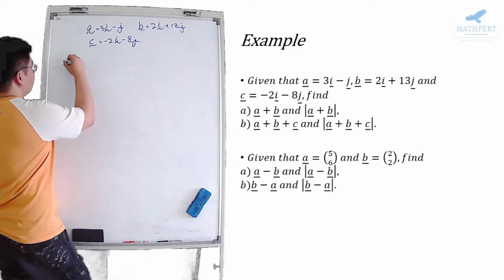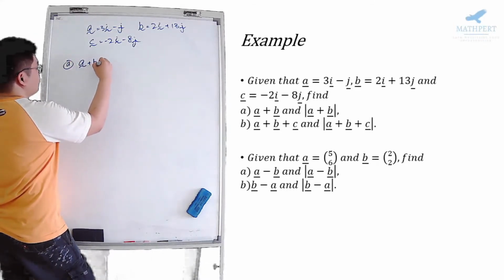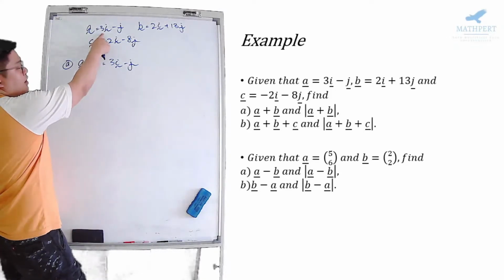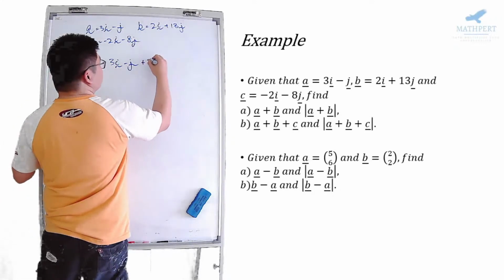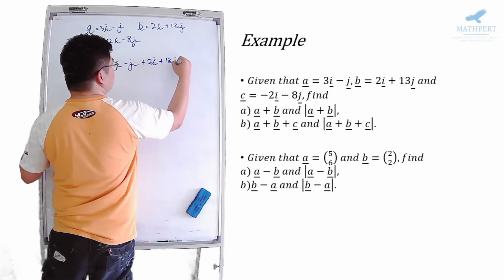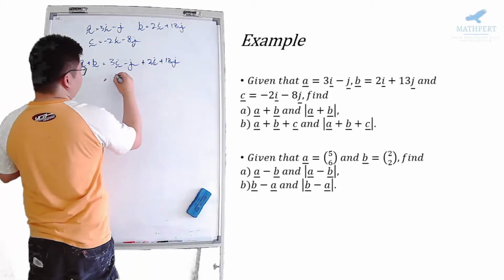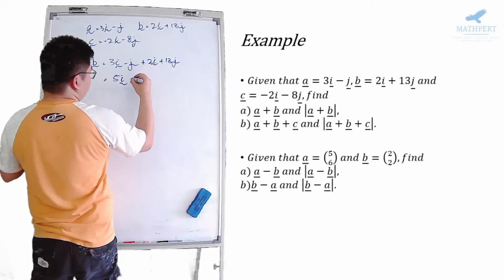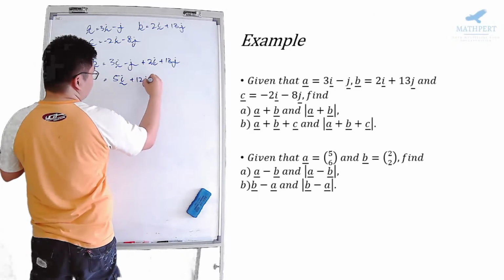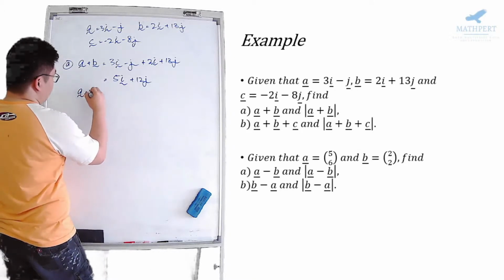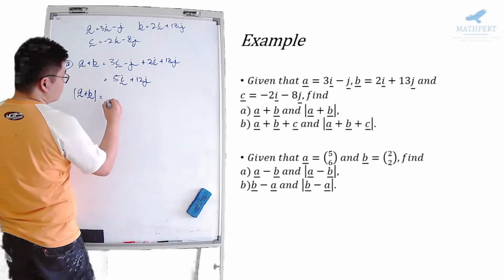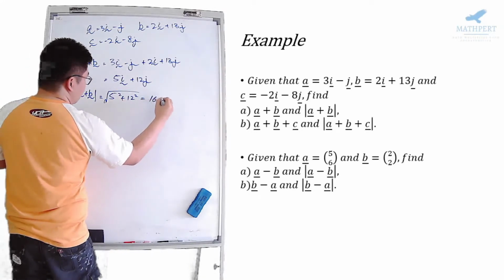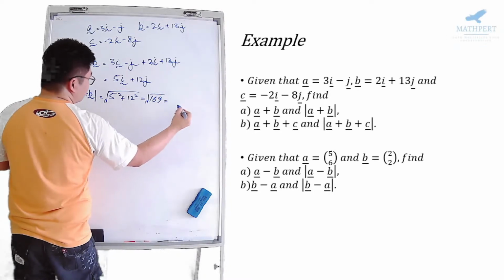A plus B is equal to 3i minus j plus 2i plus 13j. So 3 and 2 will be 5i. For j, negative 1 plus 13 is positive 12j. The magnitude of A plus B will be the square root of 5 squared plus 12 squared, which is the square root of 169, and that will be 13.